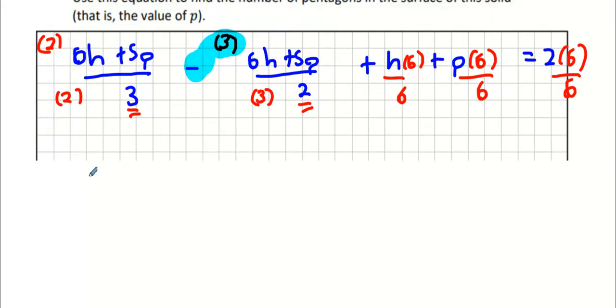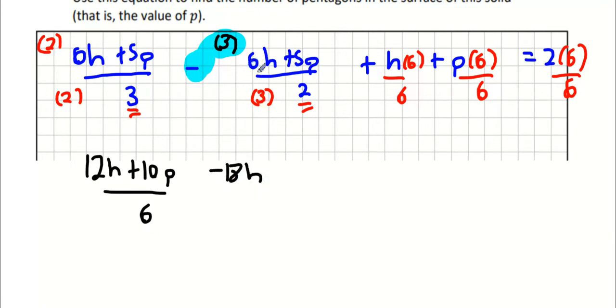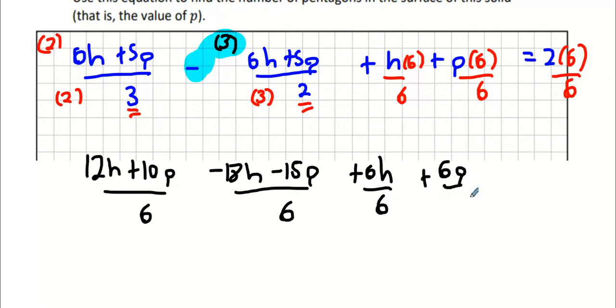Multiply it out. 2 times 6h is 12h plus 10p all over 6. Minus 3 multiplied by that is minus 18h minus 15p, that's it, minus 15p all over 6. And the next is going to be 6h over 6, 6p over 6, and finally 12 over 6.